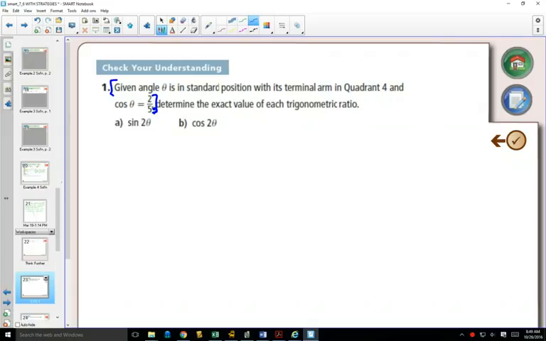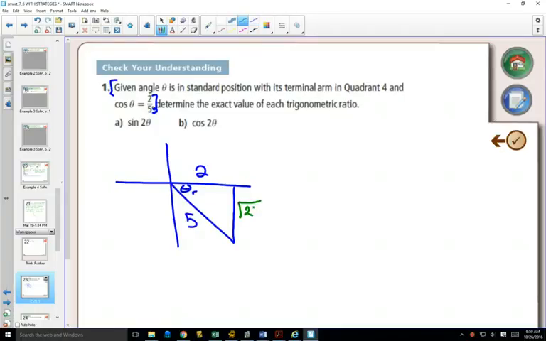So now it says determine the value of each ratio, sine 2 theta and cos 2 theta. So when we draw our triangle, here it is in quadrant 4, back to the nearest x-axis. This would be our reference angle. We know that cos is 2/5, so this is 2, this is 5, a squared plus b squared equals c squared, and you could calculate this to be the square root of 21.